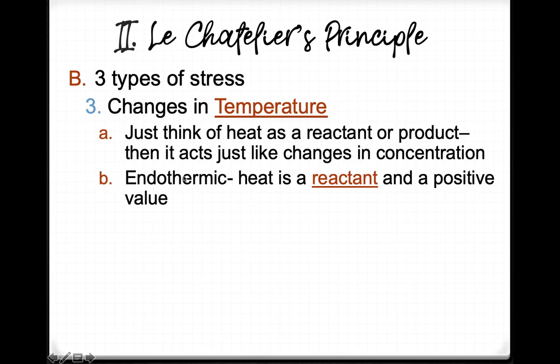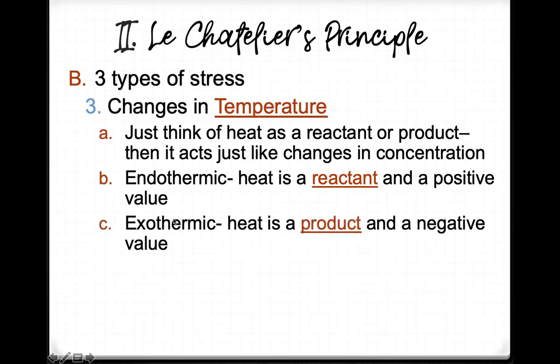Remember, an endothermic reaction is when heat is a reactant. It's going into the system, and the delta H value is positive. In an exothermic reaction, heat is exiting the system, so the delta H value is negative. So a little review from Chem A, that we measure the heat of a reaction with delta H, the change in enthalpy. So if there's heat going into the system, that's endothermic. If heat is leaving the system, as a product, then it's exothermic.